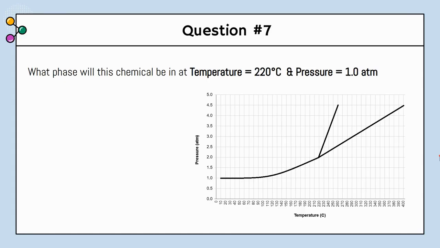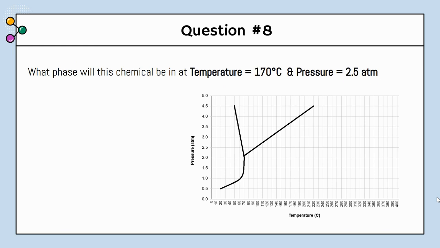Next question, what phase will this chemical be in at a temperature of 220 degrees Celsius and a pressure of 1 atmosphere? Again, if we highlight 220 Celsius on the x-axis and 1 atmosphere on the y-axis, we can see that this will be in the gas phase where that blue star is. So this is a gas.